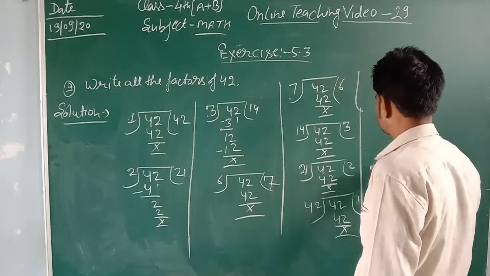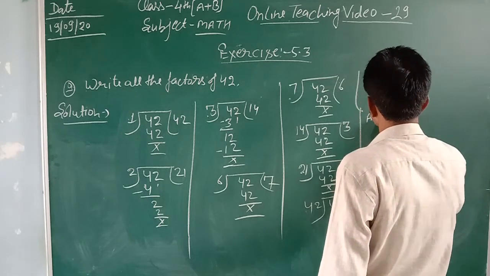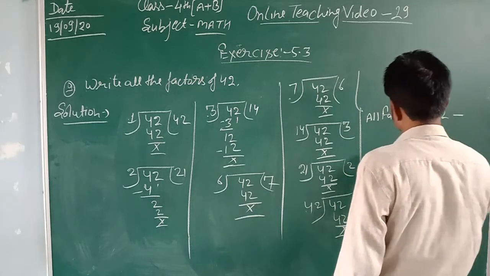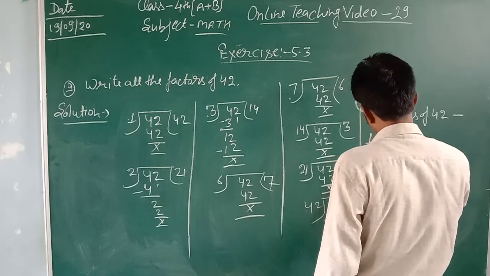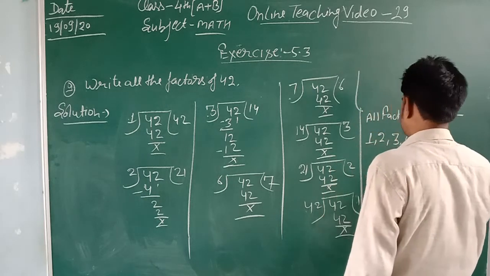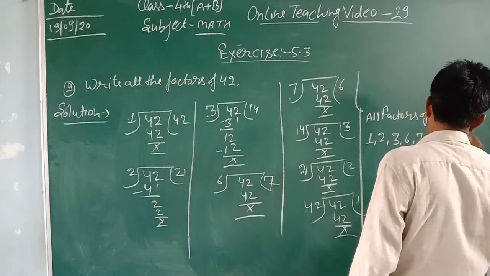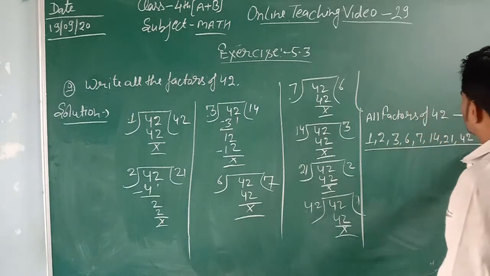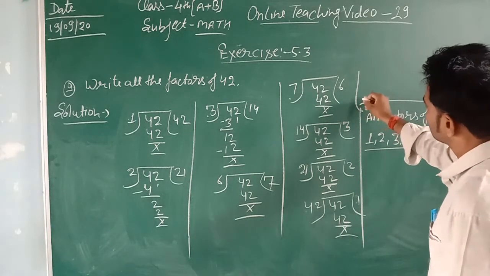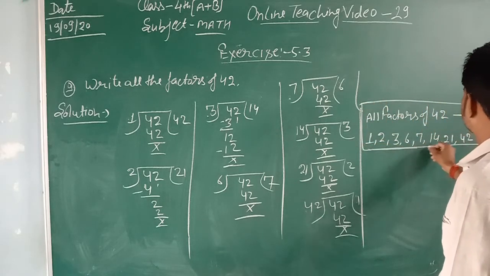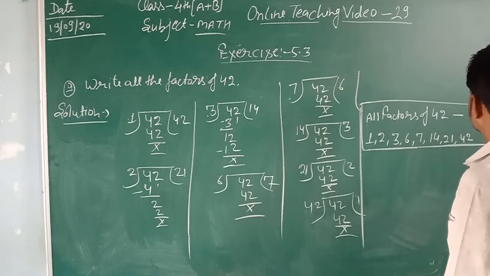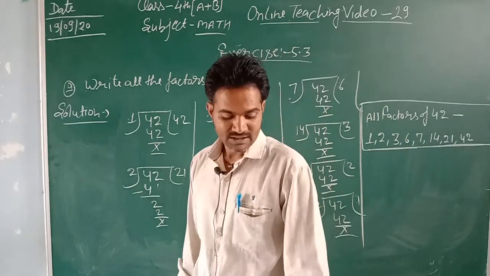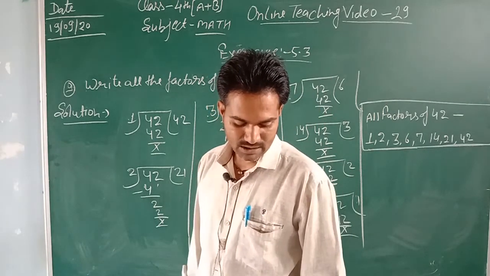So we will write all factors of 42: 1, 2, 3, 6, 7, 14, 21 and 42. These are the factors of 42. So by using the division method, we can easily find out the factors of 42. In the same way, question numbers 10, 11, 12 and 13 are given.